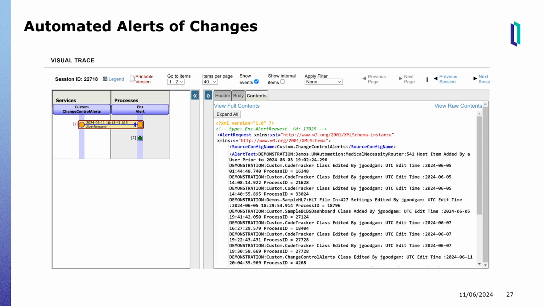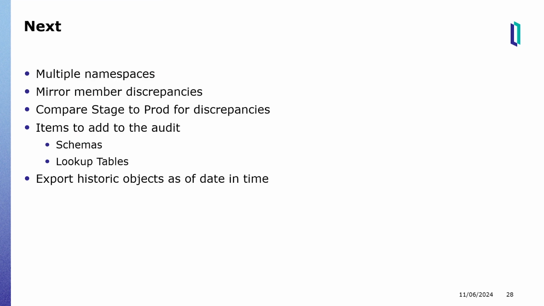And the idea is to do multiple namespaces. Right now I'm only doing a proof of concept. Mirror member discrepancies, right? Do you have any discrepancies between your mirrors? Compare stage and prod discrepancies, because you should be using the same promotion. And then adding schemas, lookup tables, and so on and so forth.